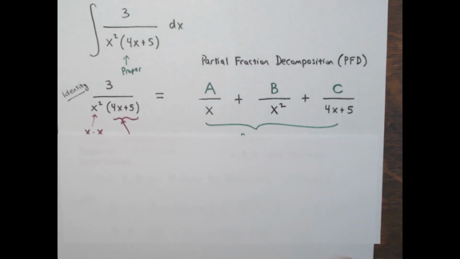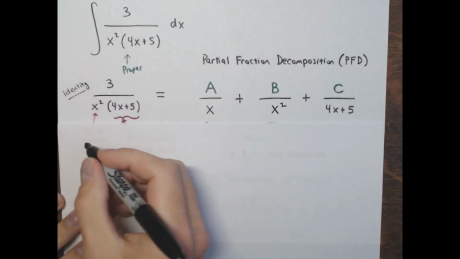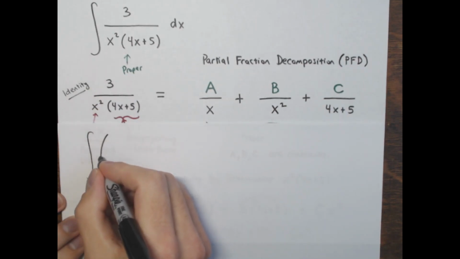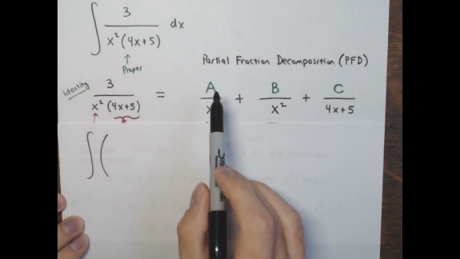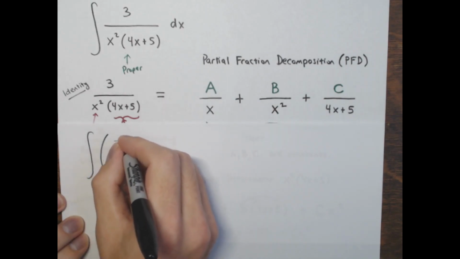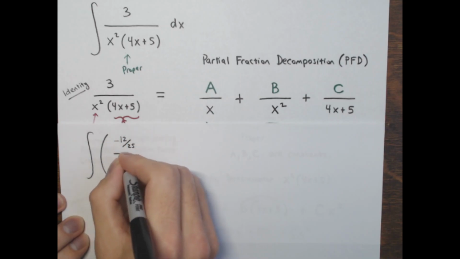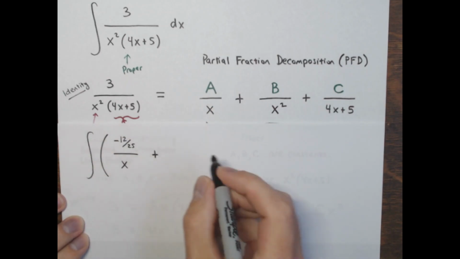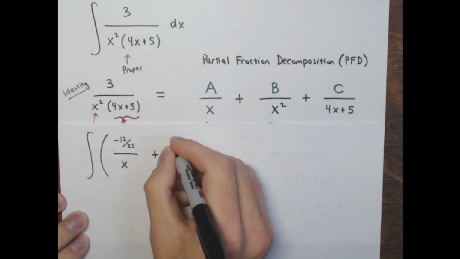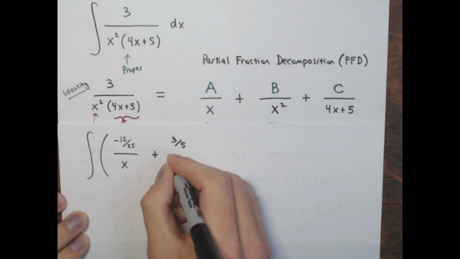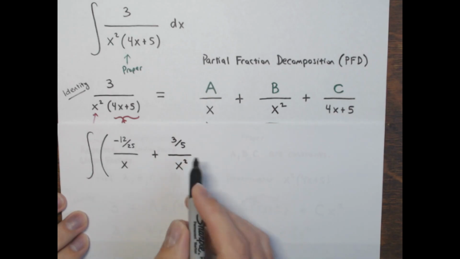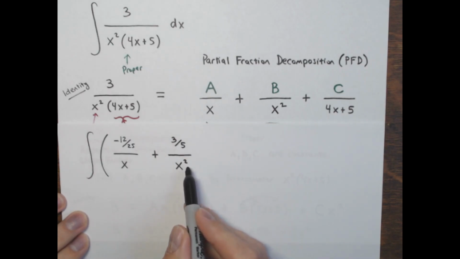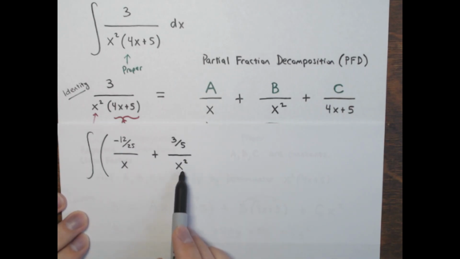All right, so here's the integral rewritten. This integral I started with is now the integral of this proper fraction rewritten as a sum. A is negative 12/25 over x, plus B, we found B was positive 3/5 over x squared, or 3/5 times x to the negative second. So I can use the power rule to integrate this, because x to the negative second is fine. There's no natural logs here.